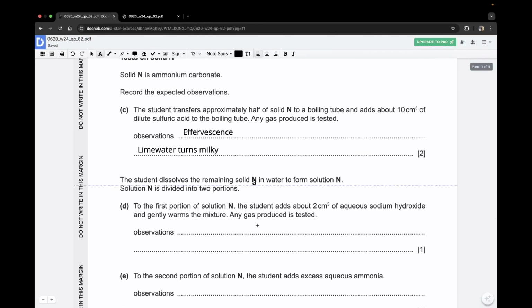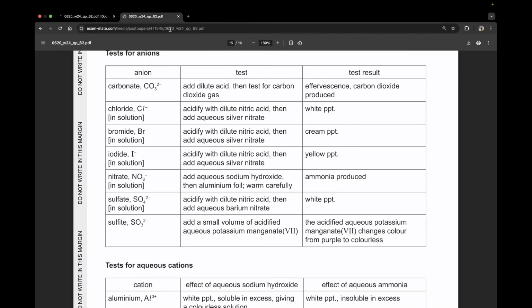Okay, so the remaining parts of solid N is formed into a solution. So 2 cm³ of aqueous sodium hydroxide is added and the mixture is gently warmed. Any gas that is produced is tested. All right, so adding sodium hydroxide and warming it.